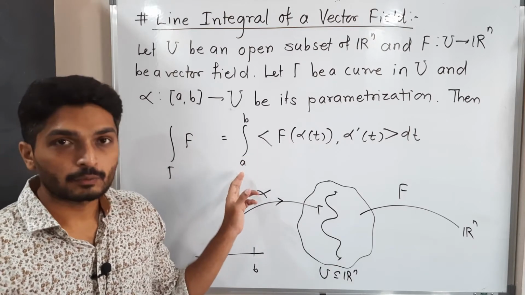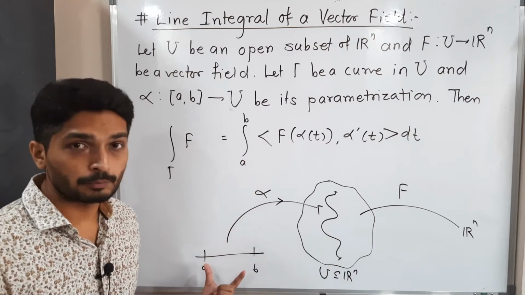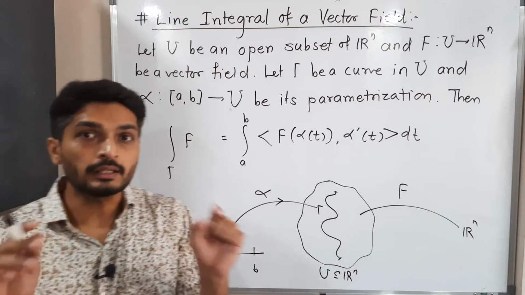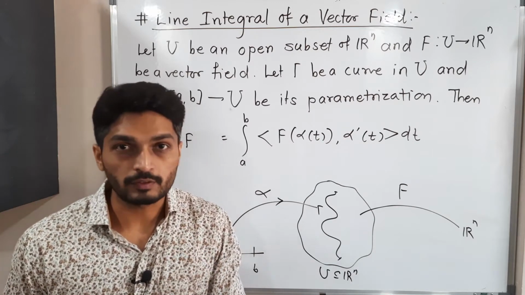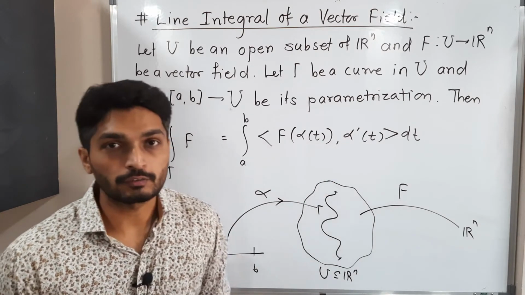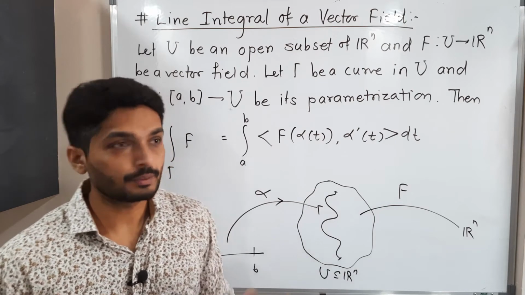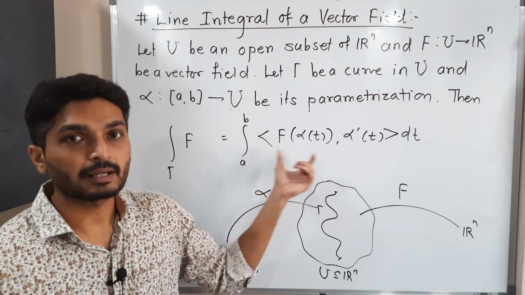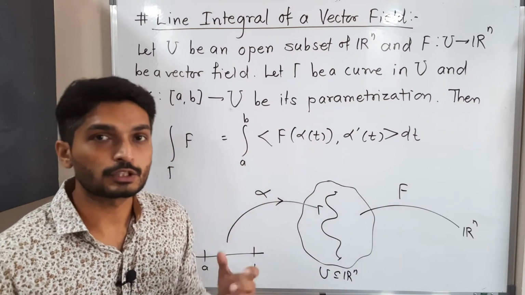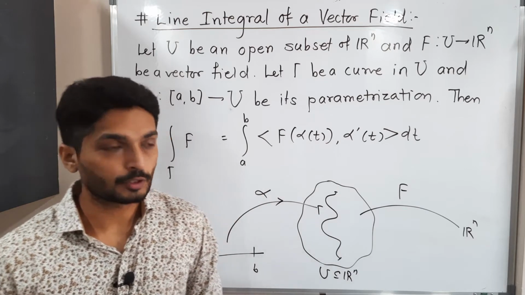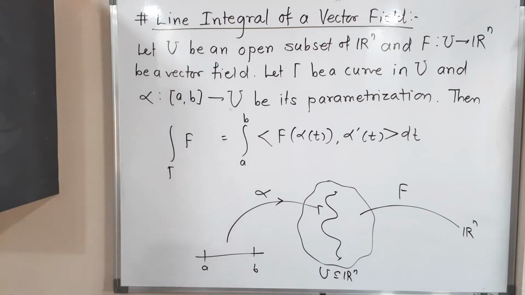We integrate with limits a to b. Here we take the inner product of F of alpha of t and alpha dash of t, dt. We take this inner product, and by solving this integration, we get the required answer. So make a screenshot of it. After that we will go further.